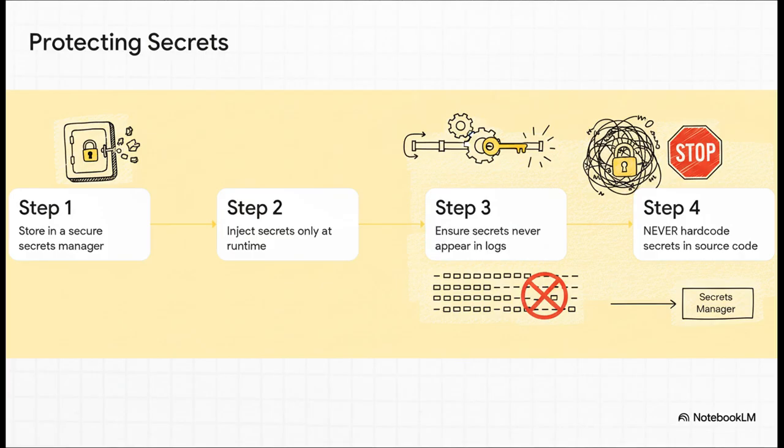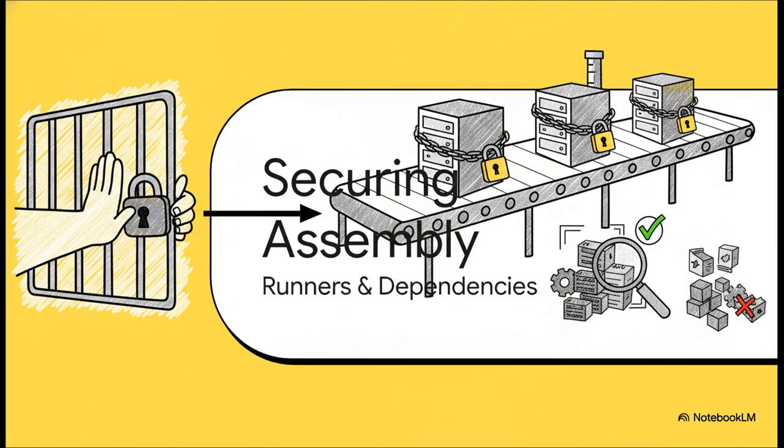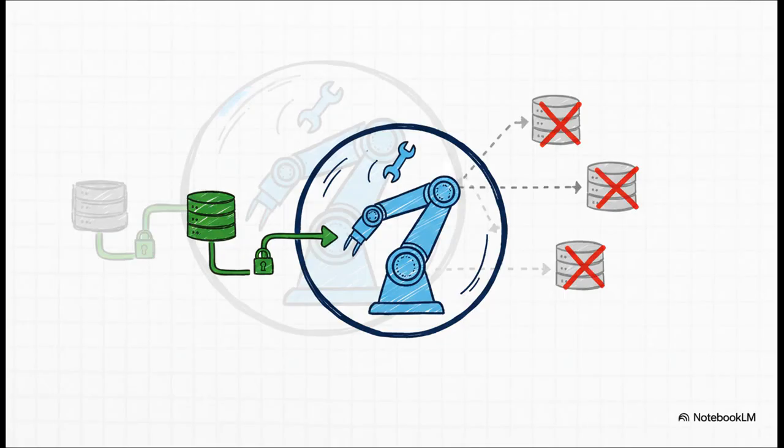Just don't do it. All right, so the gates are secure. Now it's time to go inside the factory and lock down the assembly line itself. What does that mean? It means securing the build runners that do all the heavy lifting and vetting the raw materials, which in our case are the software dependencies. Your build runners, you can think of them as the hands of the factory. And if one of those hands gets compromised, it can infect everything it touches.